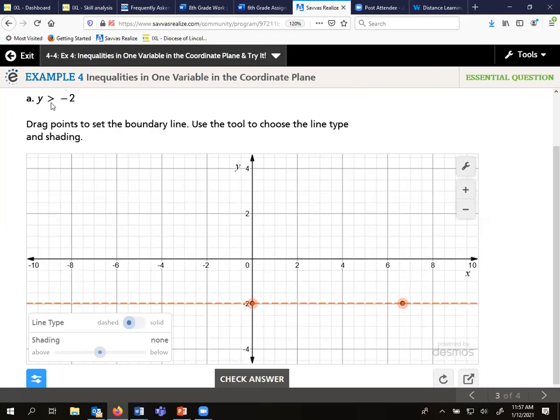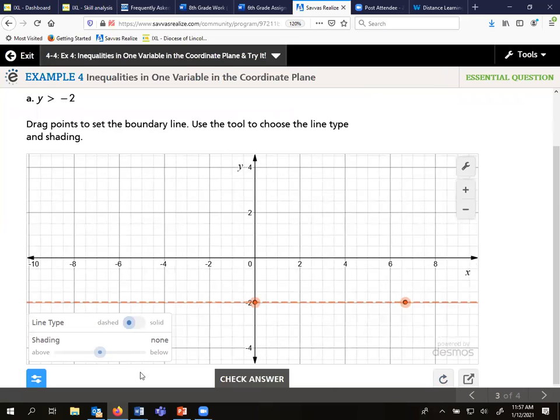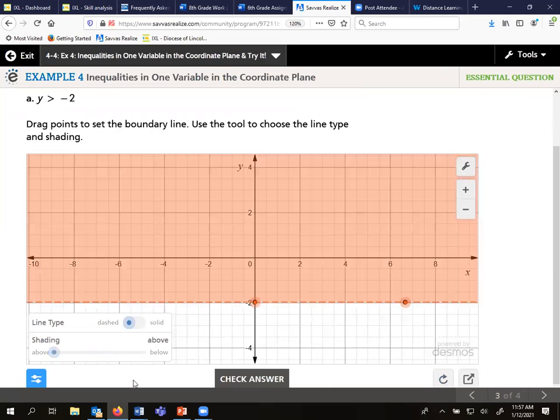Is the line going to be solid or dashed? Dashed. Okay, so that's right. And then are we going to shade above or below? Above. We want y greater than -2. All these y's are greater. There you are.